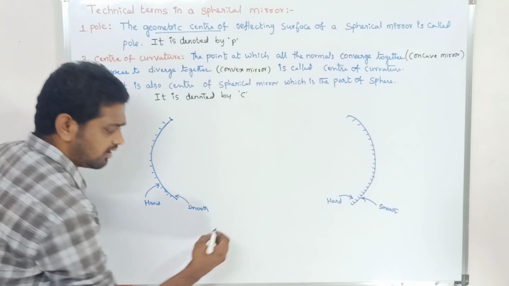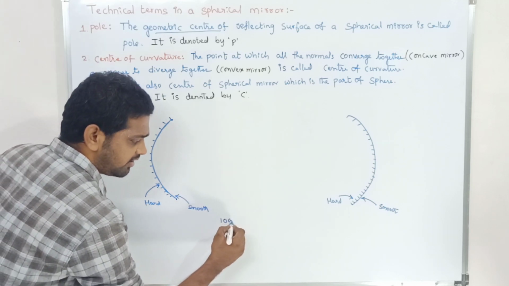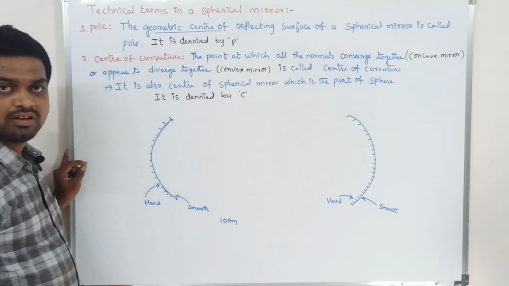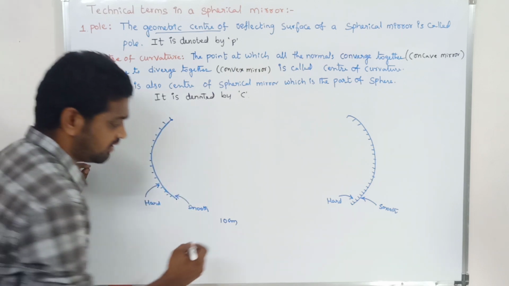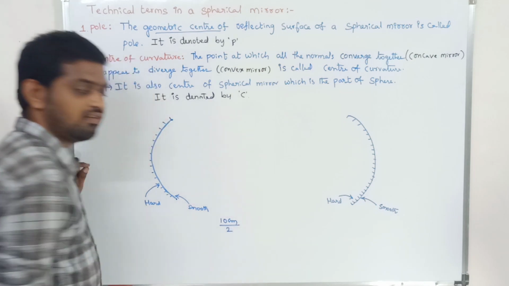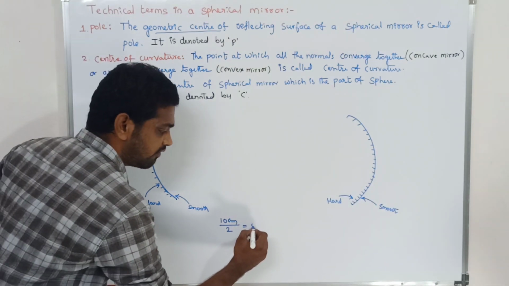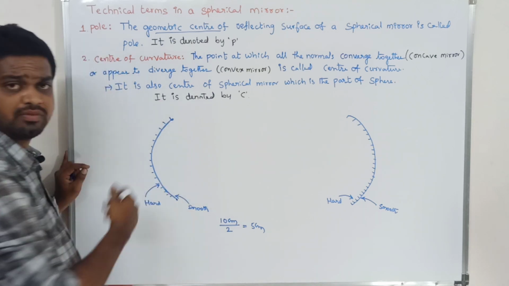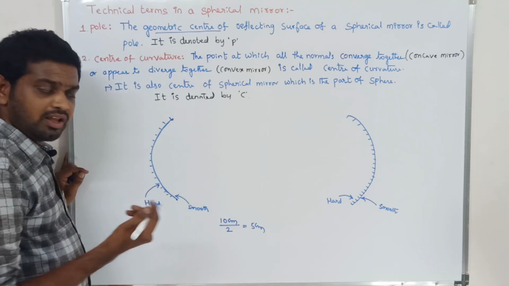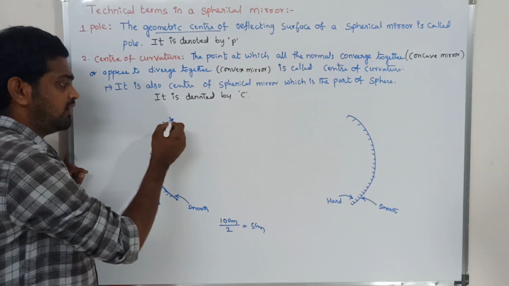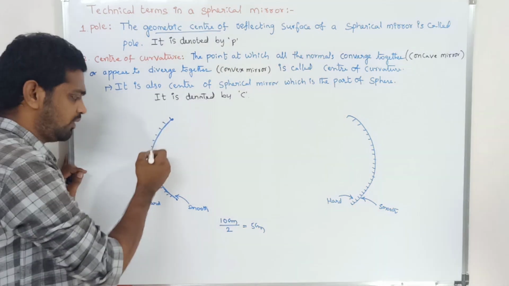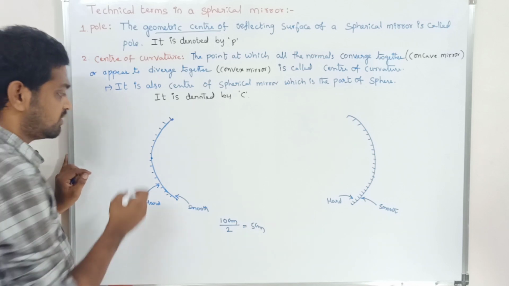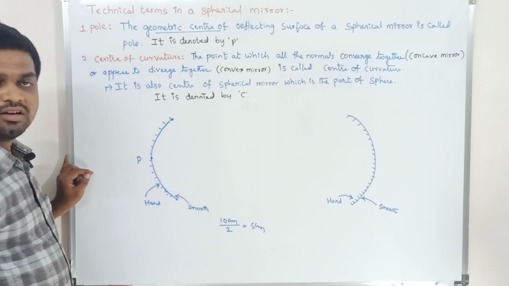Suppose I get 10 centimeters as the length along the curved path. What will be the geometric center? You divide by 2, so 5 centimeters from this tip, or from the other tip. Take a thread length of 5 centimeters and place it from here, and you will get the other tip of the thread at this point. This point we call the pole.